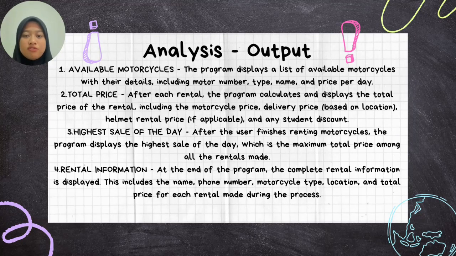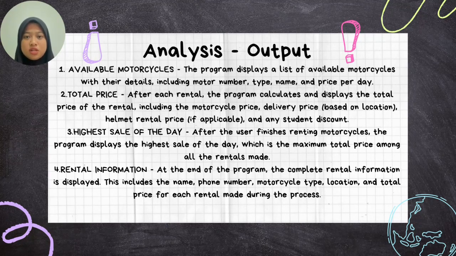Next is the analysis of the output. Firstly, the program displays a list of available motorcycles with their details including motor number, motor type, motor name, and price per day. After each rental, the program calculates and displays the total price of the rental, including the motorcycle price, delivery price based on location, helmet rental price if applicable, and any student discount.